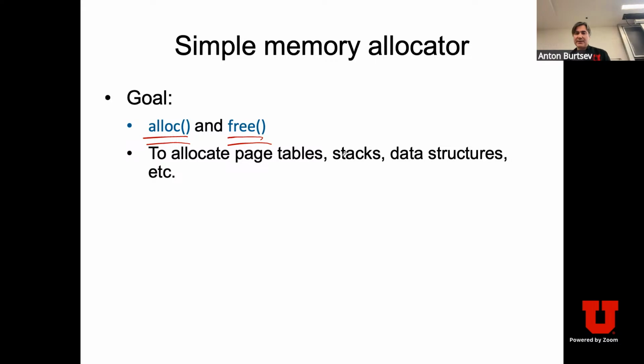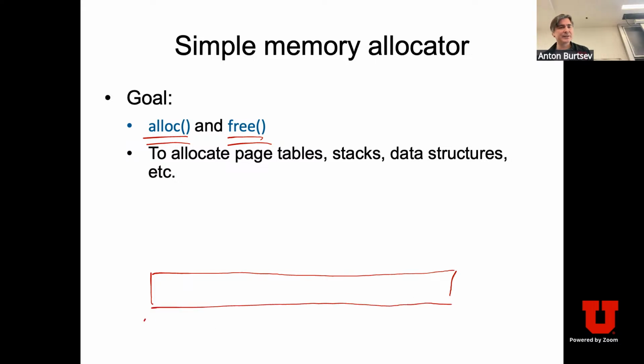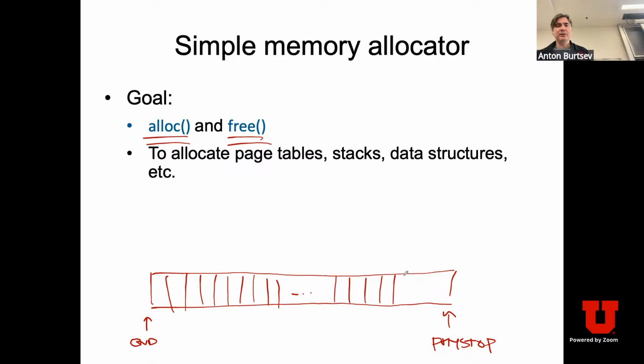If I ask you a question, imagine you have a chunk of physical memory, starting from the end symbol, ending at PHYSTOP, and it's split into pages, right? So some number of pages. And we need to keep track of which pages are available. How can you implement it? How to build a very simple memory allocator? What data structure will you use?